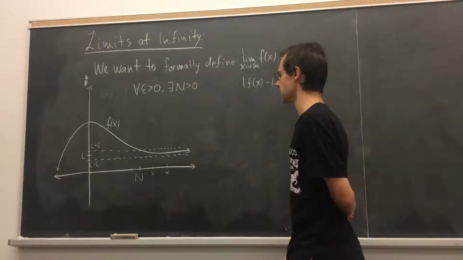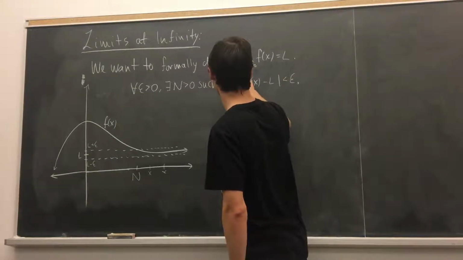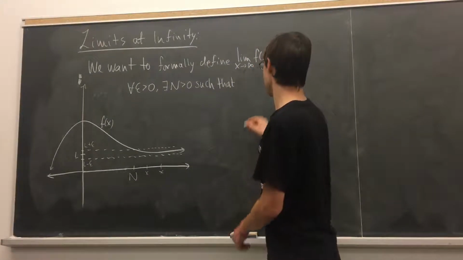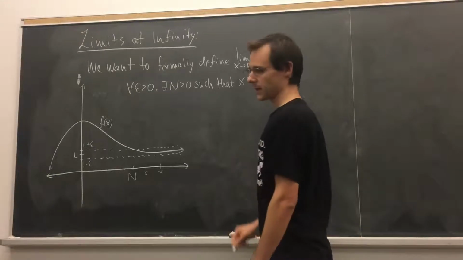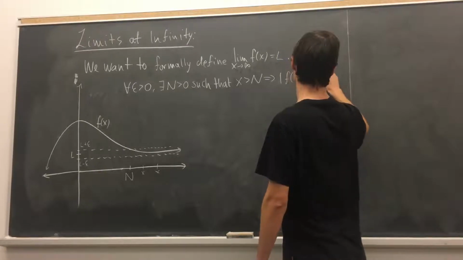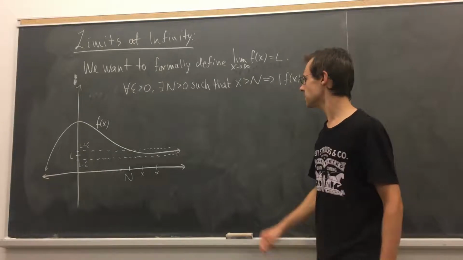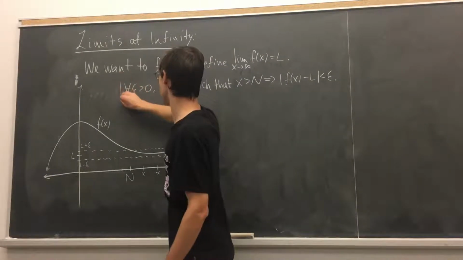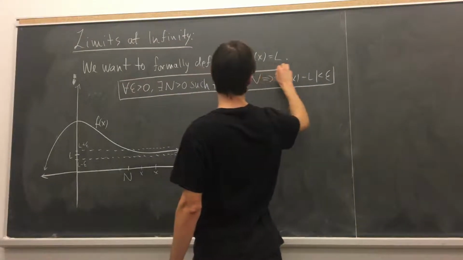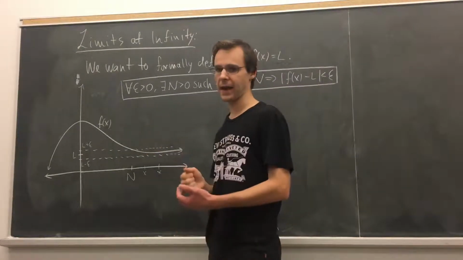So for all epsilon, there exists an N greater than 0, such that whenever x is larger than N, we have f of x falling within the epsilon window around L. Okay? This is the formal epsilon-N definition for limits going off to infinity. Okay? So this is going to be taken to be our definition. Intuitively, it makes sense. On the graph, you see it in action.